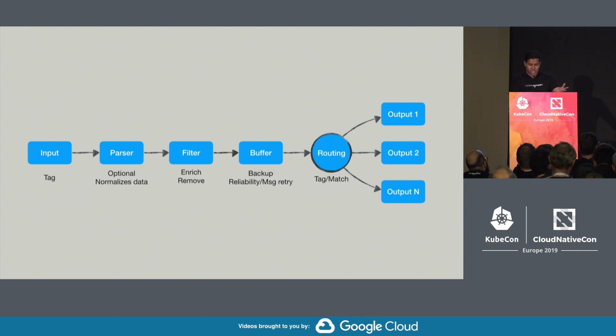Then comes the routing stage. Remember the tagging on the input right in the beginning? It does a wildcard or regex match on the tag and says, okay, things that are tagged with cluster A are sent to output A, cluster B sent to output B. So, yeah, and then you have outputs.